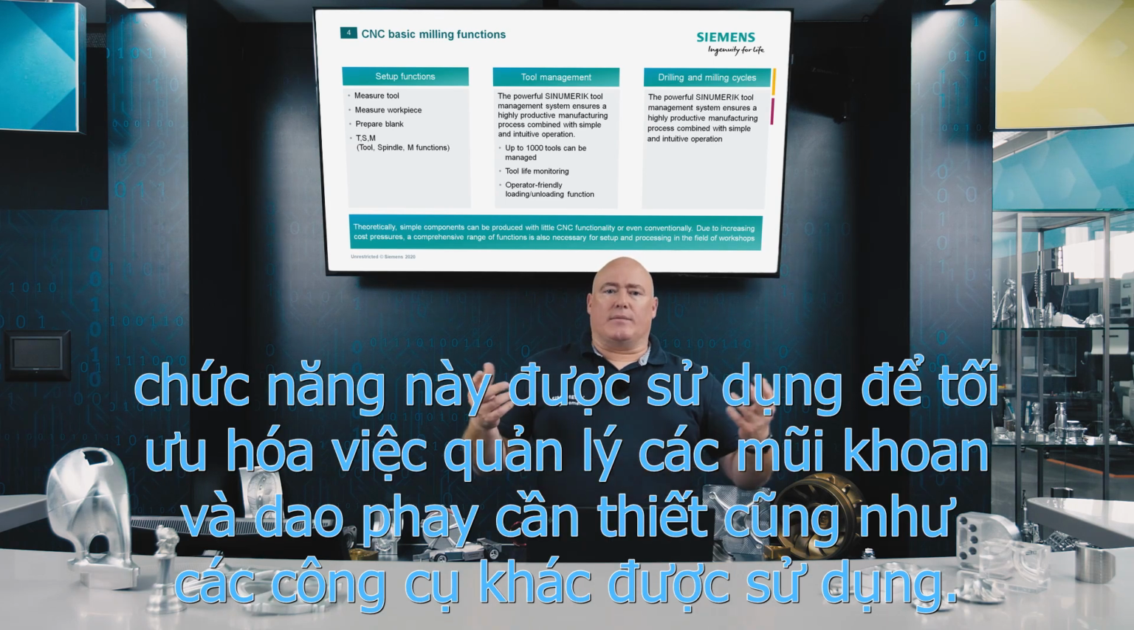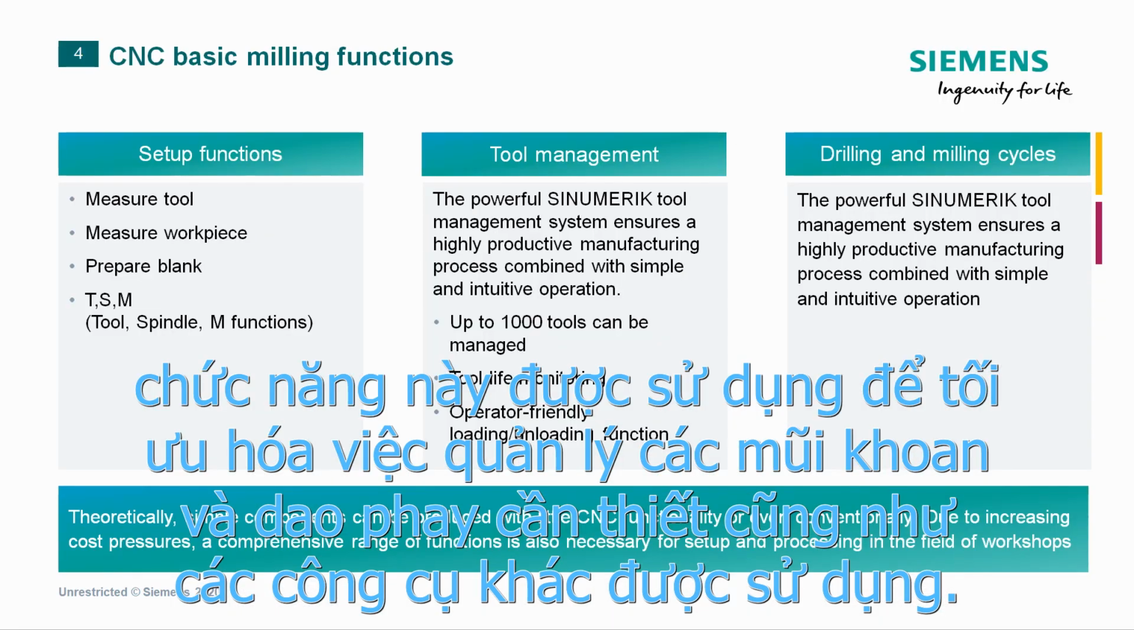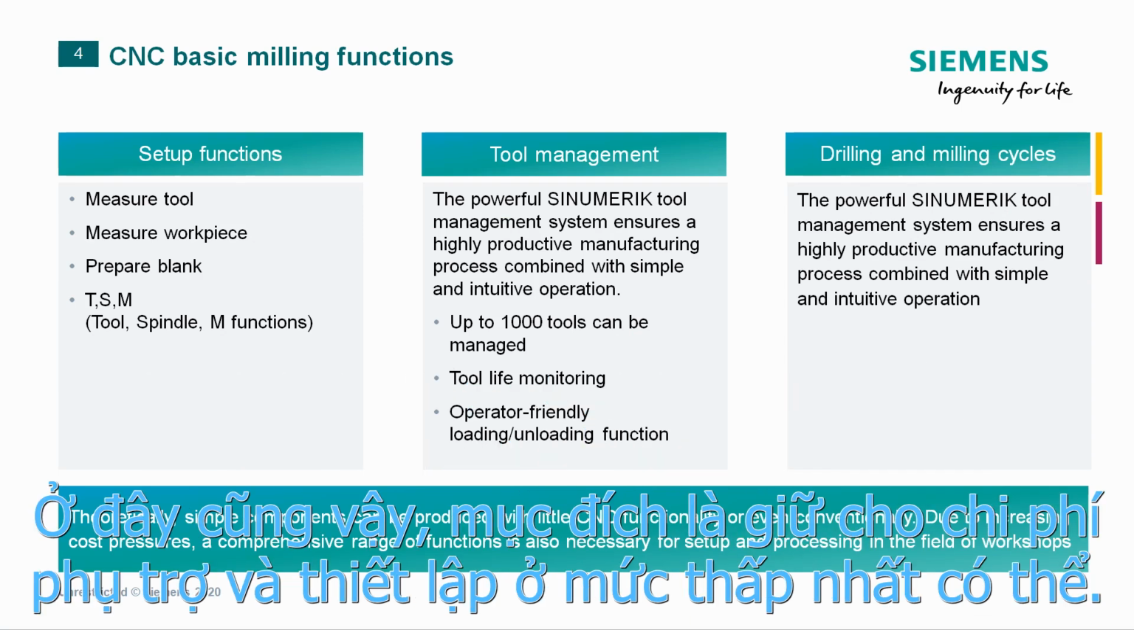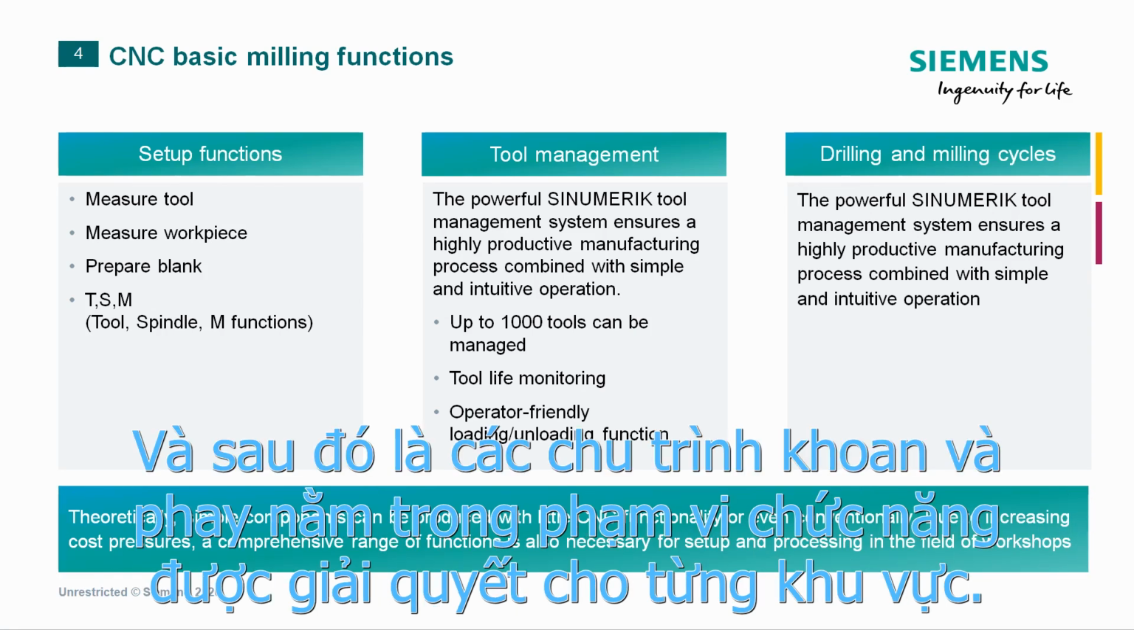This is used to optimize management of the required drills and milling cutters and other tools used. Here too, the aim is to keep the ancillary and setup costs as low as possible. And then the drilling and milling cycles that are in the functional scope addressed for each area here.